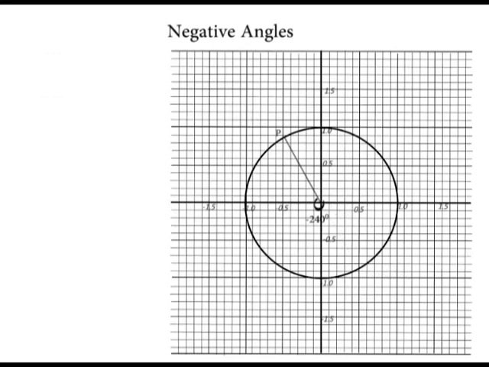This is negative 240 degrees. Point P will now lie in the second quadrant. Read the coordinates of point P. It's negative 0.5, 0.87. And so cos negative 240 is equal to negative 0.5. Sine negative 240 is equal to 0.87. Tan negative 240 will therefore be 0.87 over negative 0.5, and that gives us negative 1.74. And you can continue all the way up to the first quadrant.